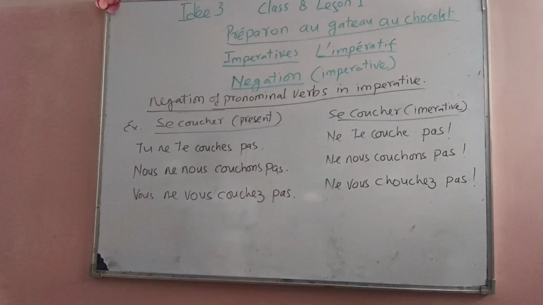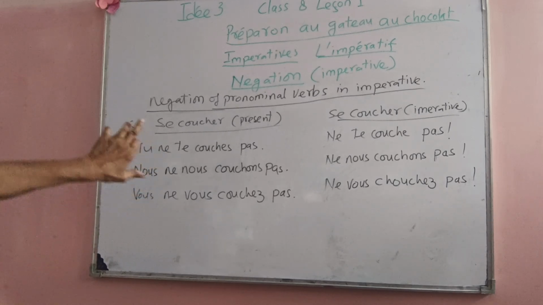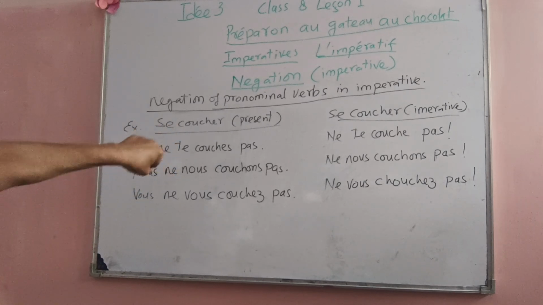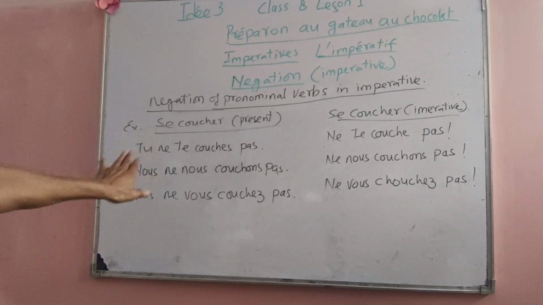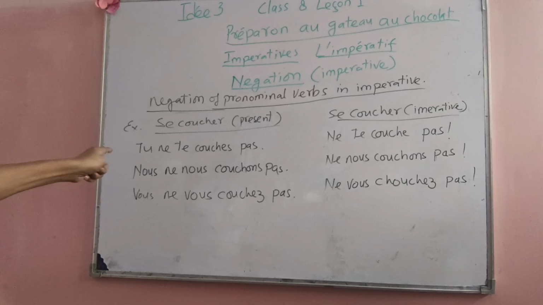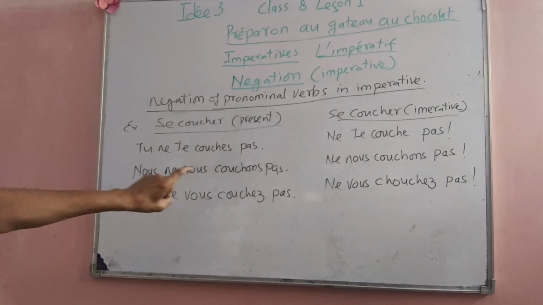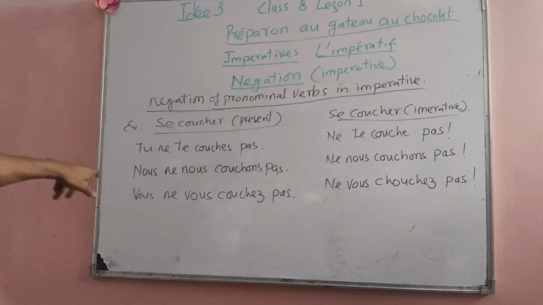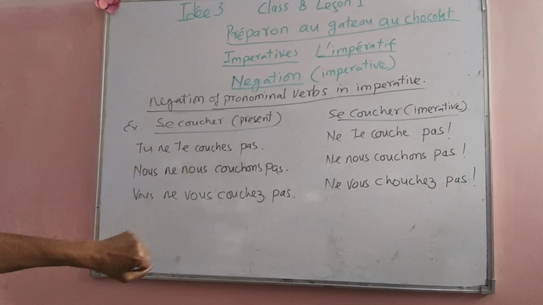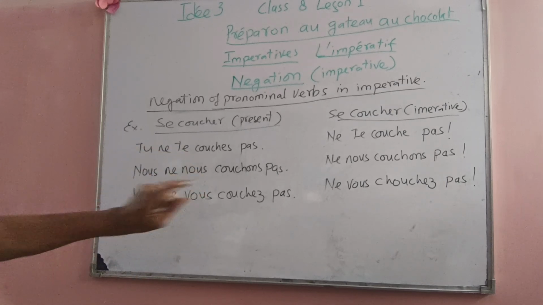In the last video, I told you about the pronominal verb in the imperative. Now it is the negation of the pronominal verb. Se coucher, to go to bed. When you make the negatives, tu ne te couches pas. Pay attention here. Tu ne te couches pas. Nous ne nous couchons pas. Vous ne vous couchez pas.